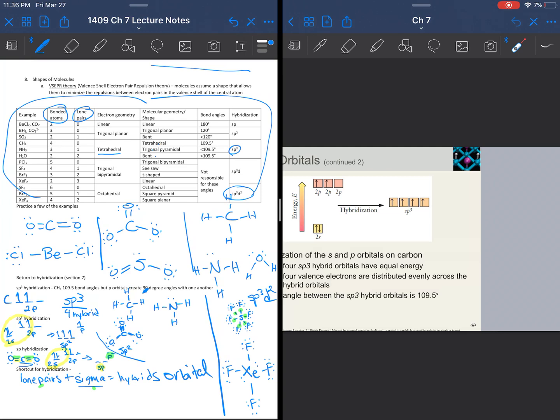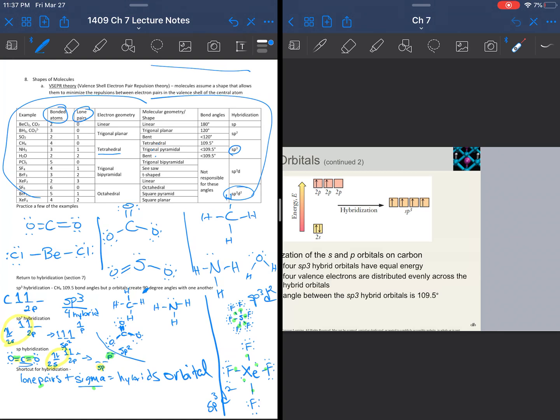Notice you see that up here. Xenon tetrafluoride is octahedral electron geometry, but it's a square planar molecule. But it's the same principle if I'm talking about hybridization. 1, 2, 3, 4 sigma bonds, 5 and 6 when we add in the lone pairs. So it is also going to be sp3d2. It's just a matter of counting.